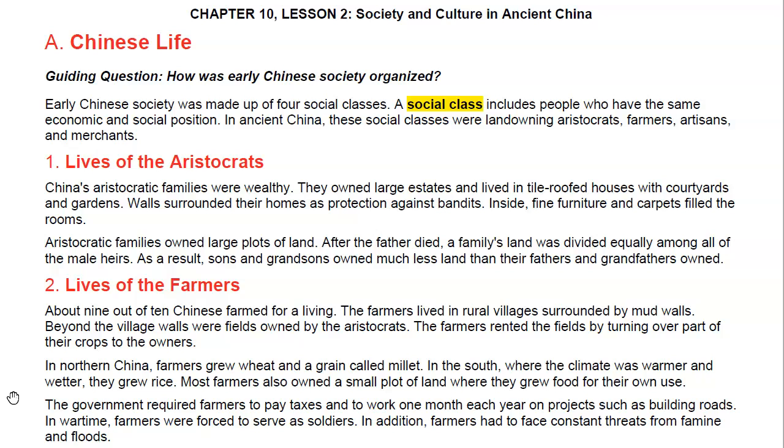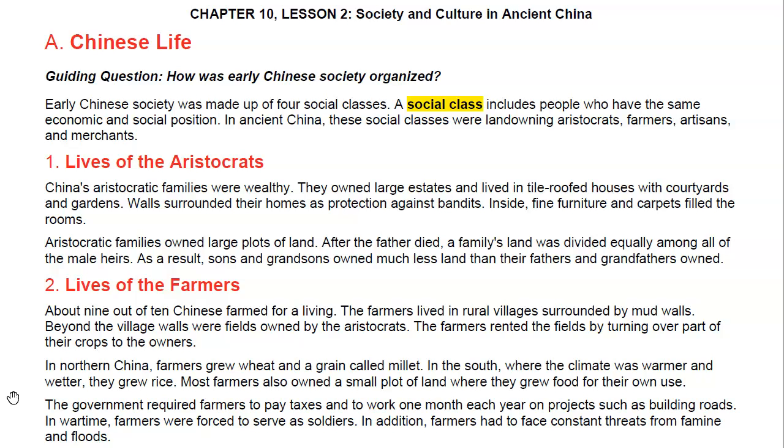Aristocratic families owned large plots of land. After the father died, a family's land was divided equally among all the male heirs. As a result, sons and grandsons owned much less land than their fathers and grandfathers owned.